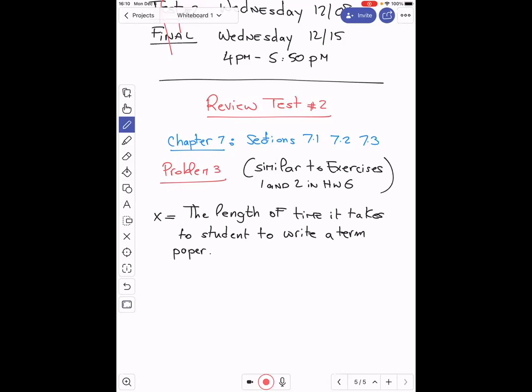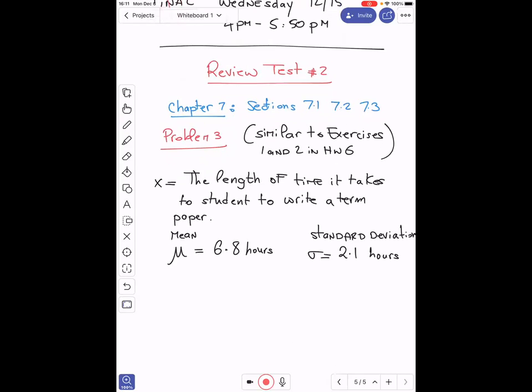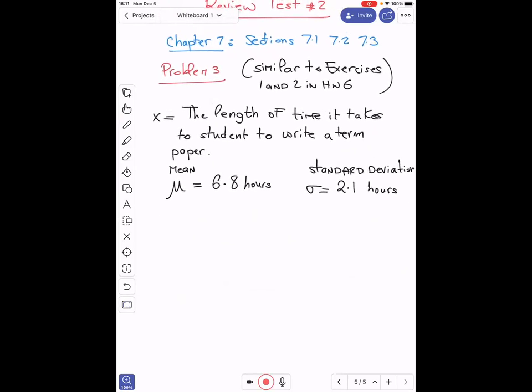We know that the variable X has a mean mu equal to 6.8 hours, and the standard deviation sigma is 2.1 hours. Okay, so that's the mean and the standard deviation.